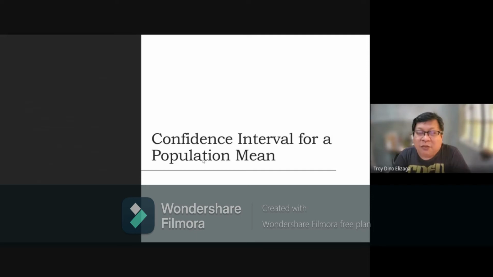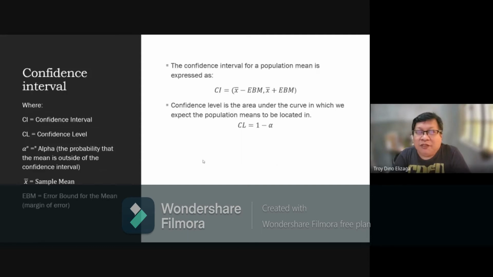There are two particular groups of formula that we can use in terms of getting the confidence interval. One is for a population mean, the other one is for a population proportion. We will talk first about population mean. The confidence interval for a population mean is expressed as x bar minus EBM and x bar plus EBM. So this is the range. The lower range is x bar minus EBM, and the upper range is x bar plus EBM.